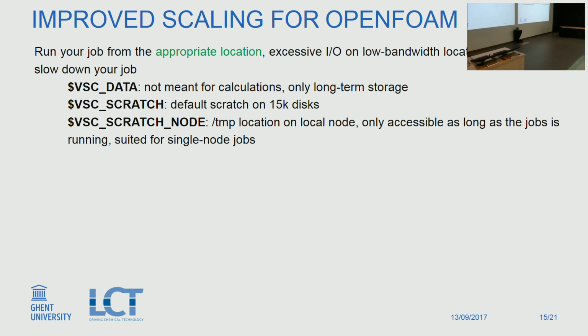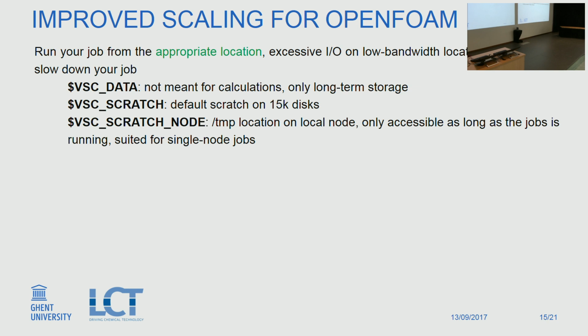The location where you run your job is also important. There are some locations that are available for the Tier 2 resources, both on Tier 2 and Tier 1. One is VSC data, but these are slower disks, meant for long-term storage. So if you each time have to write out a lot of files to this location, it will be slow. That's why you have the Scratch, which is on 15K disks. They are a lot faster, and they're actually meant for continuous I/O.